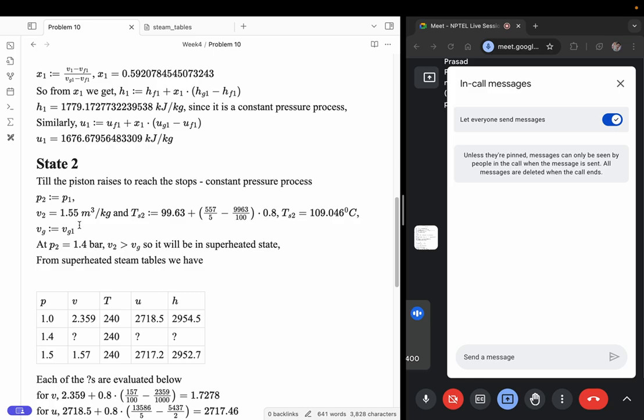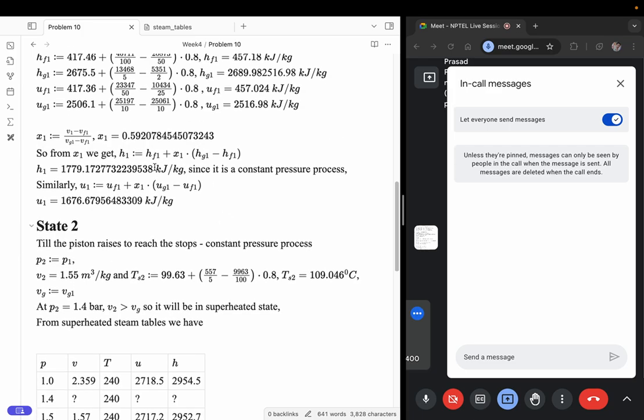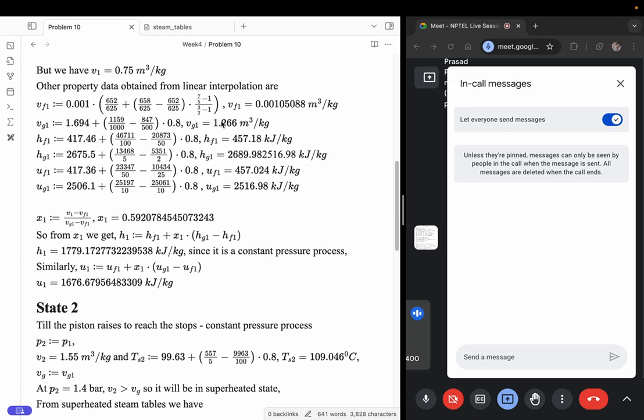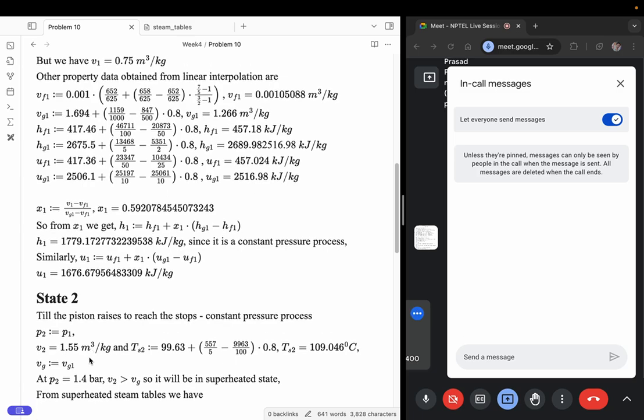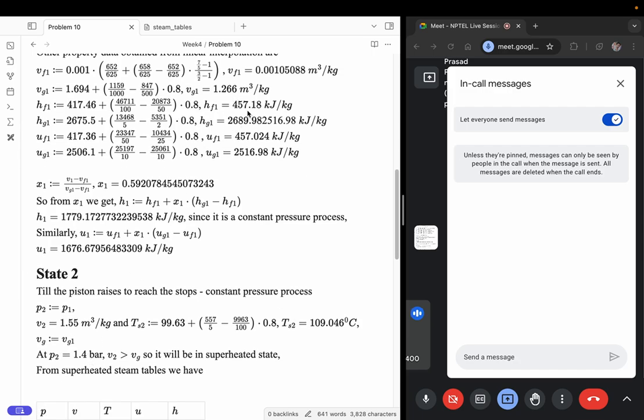So now I already know that Vg is going to be Vg1. At 1.4 bar, if we see the vapor pressure and compare it with the specific volume that I want, the value of Vg is around 1.266. So this is the value of specific volume of the vapor at 1.4 bar. But the value that I require is 1.55, and since 1.266 is less than 1.55, I am in the superheated region, which means the gas is actually occupying a larger volume than what it would in a saturated vapor state. So you are in a superheated region.